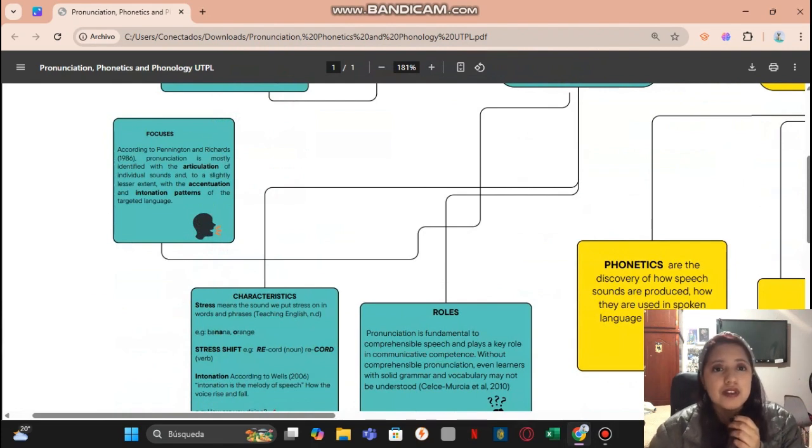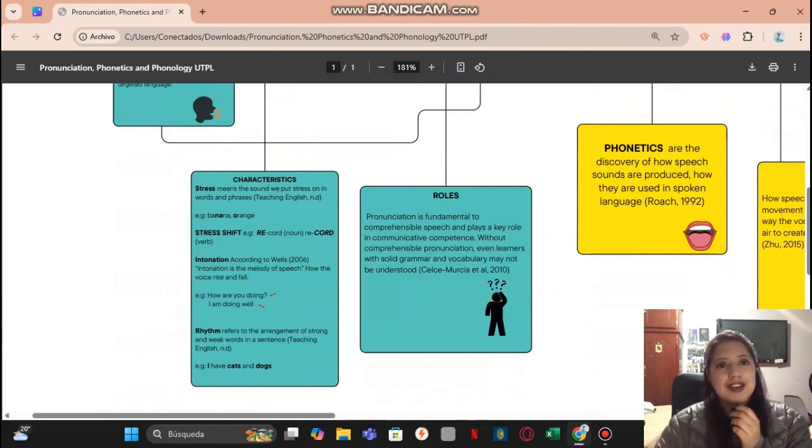What is the main focus of pronunciation? The main focus of pronunciation is to study certain patterns that the language has, in this case, English. Well, we have the patterns in the characteristic box. Those patterns are stress, intonation, and rhythm. We'll start with stress. What is stress about?